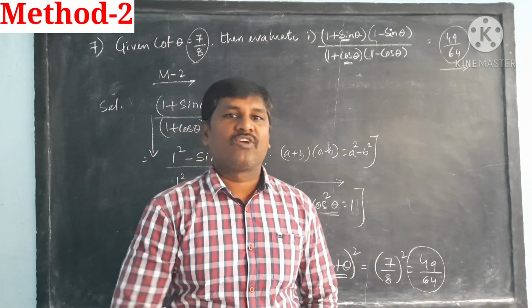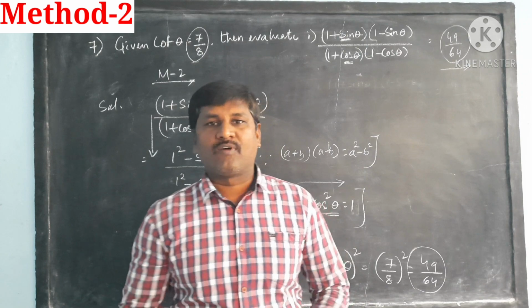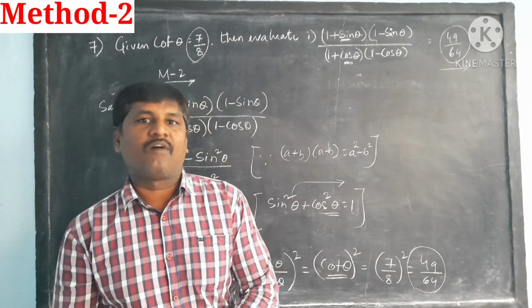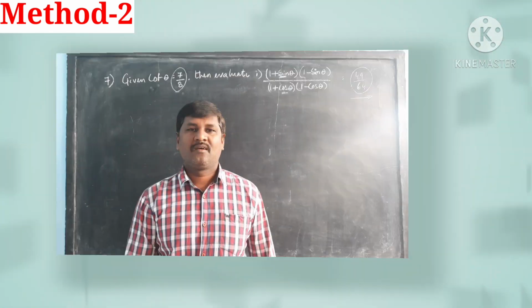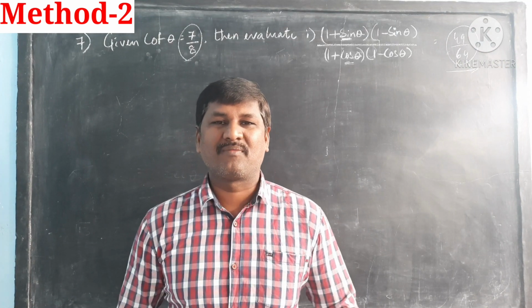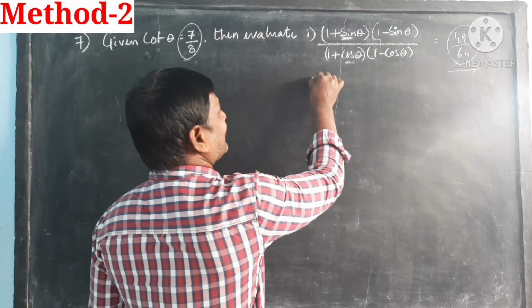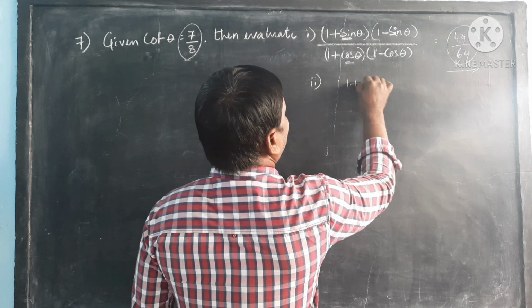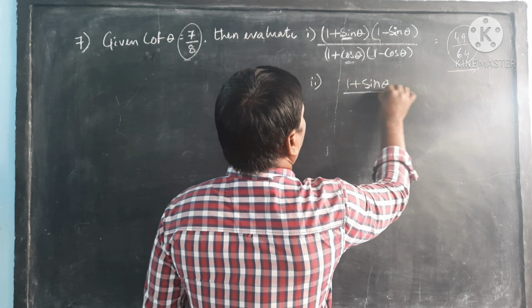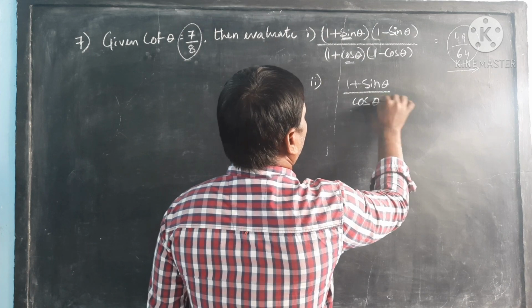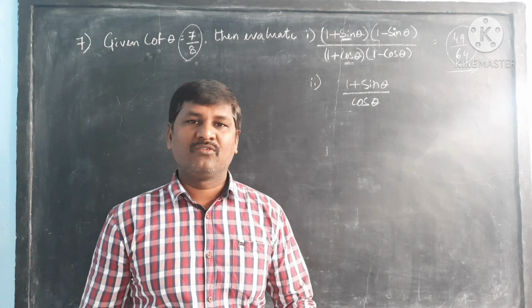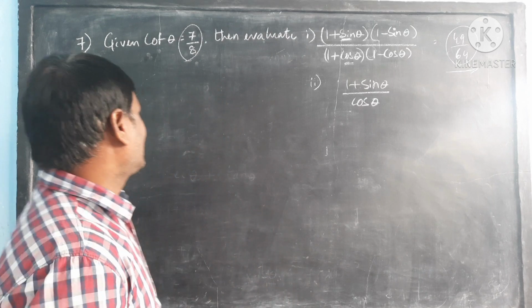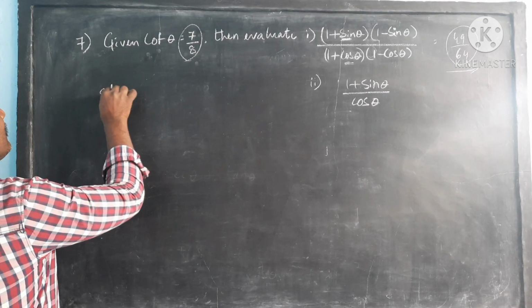So this is the way you can solve in both methods, method 1 and method 2, I mean the geometric method of trigonometric functions and, at the same time, the algebraic method of trigonometric functions. Now let us solve the second question from the same bit. The question is (1 plus sin theta) divided by cos theta. Now we have to solve this question by using trigonometric identities. Let us see the solution.